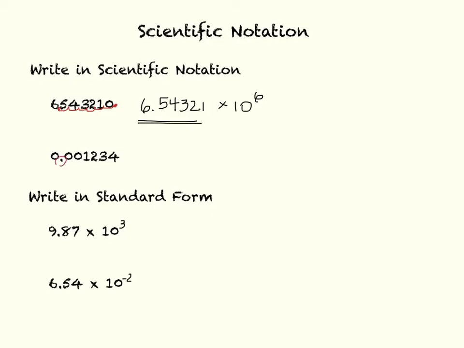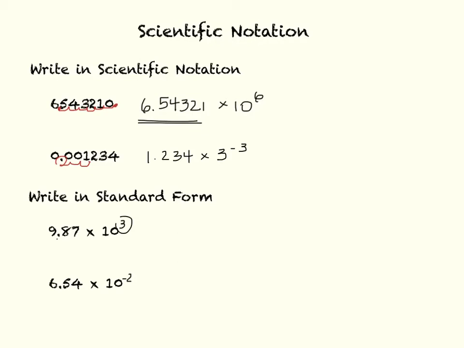Again, I already have a decimal here. I want to move that decimal so there's only one number in front of the decimal. So I'm going to move that decimal right here by the 1. So I'm going to move that 1, 2, 3 times to the right. My number then, in scientific notation, would be 1.234. I moved it 3 times to the right, but I want to get smaller, so I'm going to put a -3.